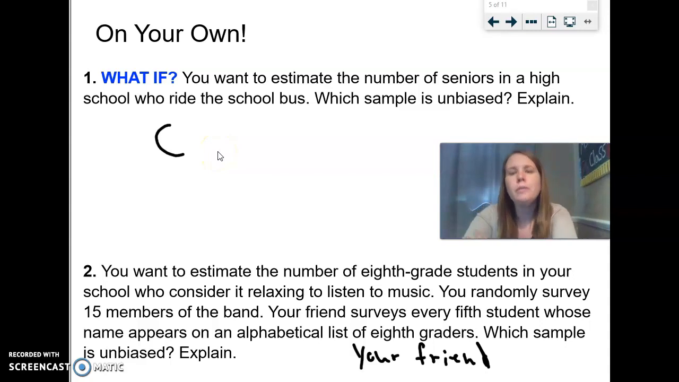For number two, your friend actually has the unbiased sample here because they just took a list of people alphabetically. You can run into all types of students, students who do well, students who are outside of school curriculars. You don't know. When you decided to go ask all the members of the band, obviously the people in band are probably going to enjoy listening to music because they're already in a band or they like making music. So that one is going to be a biased case. So in this case, it is your friend who has the unbiased results.